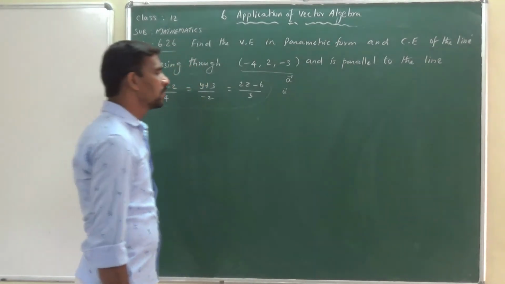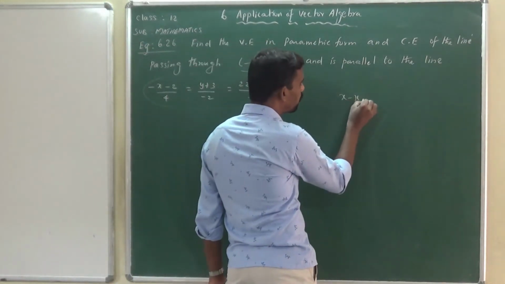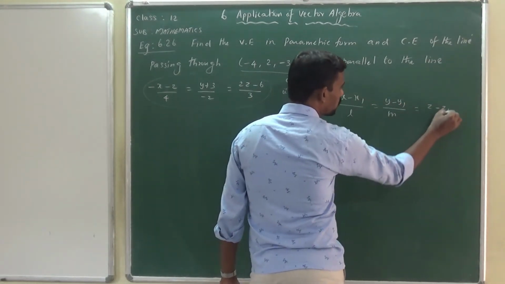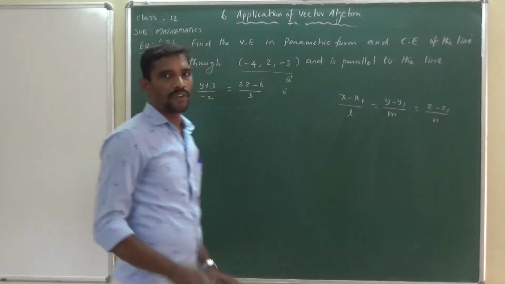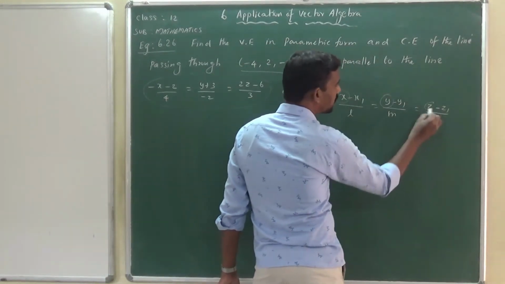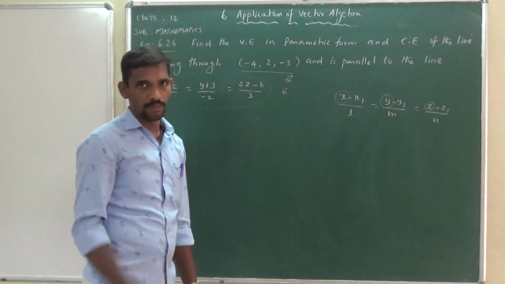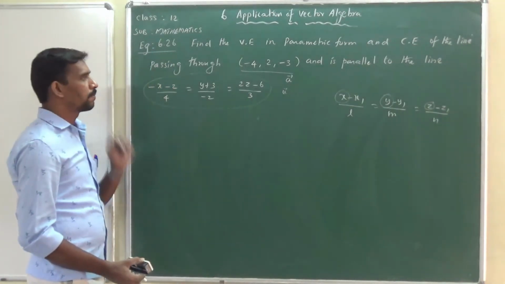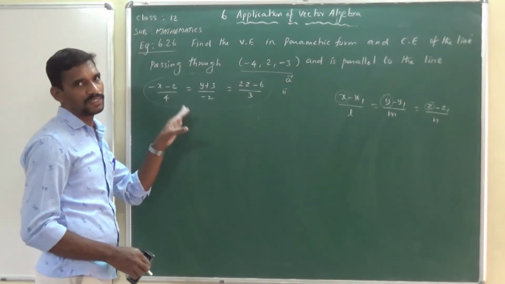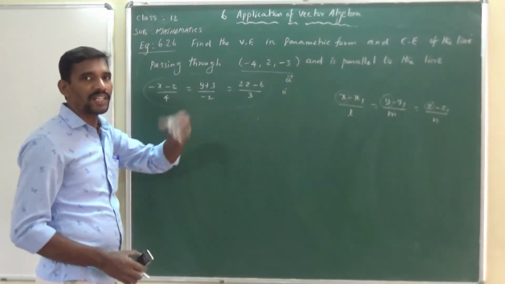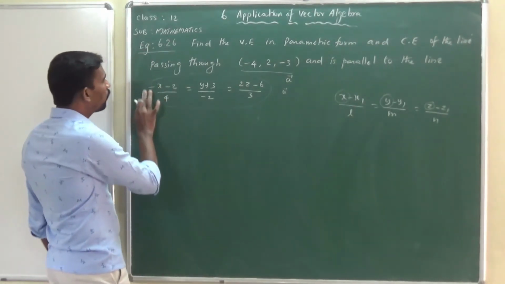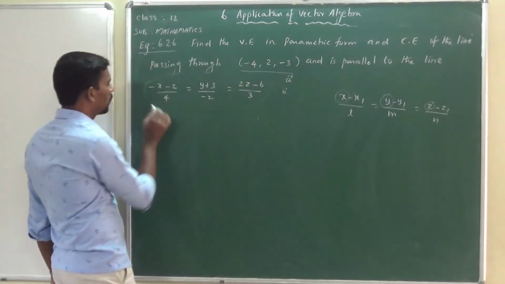Imagine the general form of the Cartesian equation: x minus x1 divided by l equals y minus y1 divided by m equals z minus z1 divided by n. This is the general form of the Cartesian equation of the line. Just look here. The coefficients of x, y, z should be 1, but here a minus symbol is there, and here 2z is there. So this is not in the general form. So you want to make it in the general form. How to make it? Very simple.